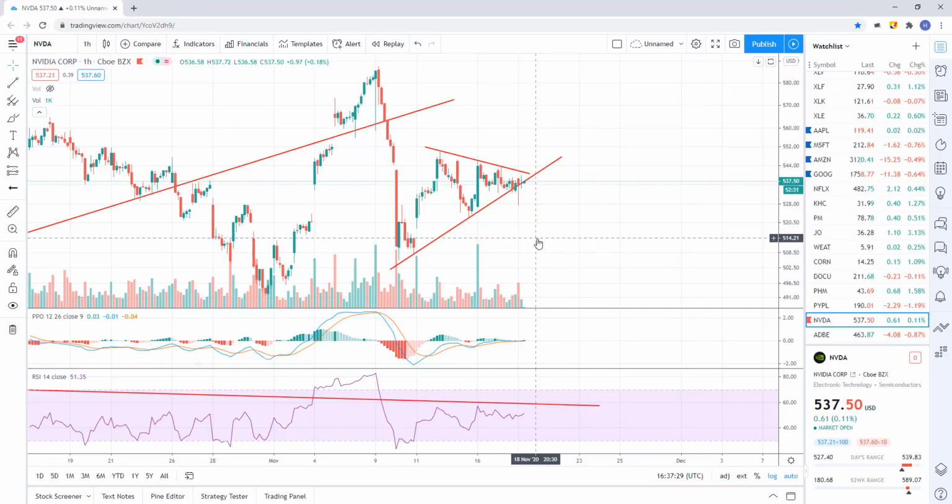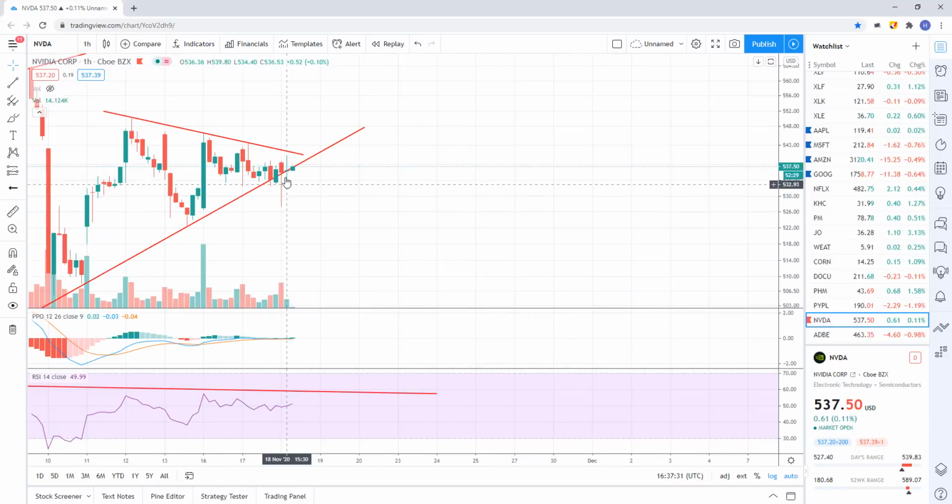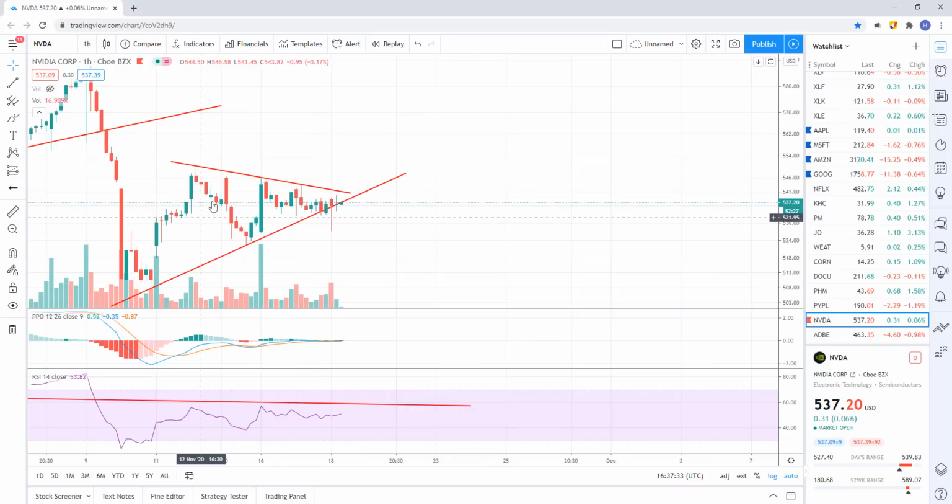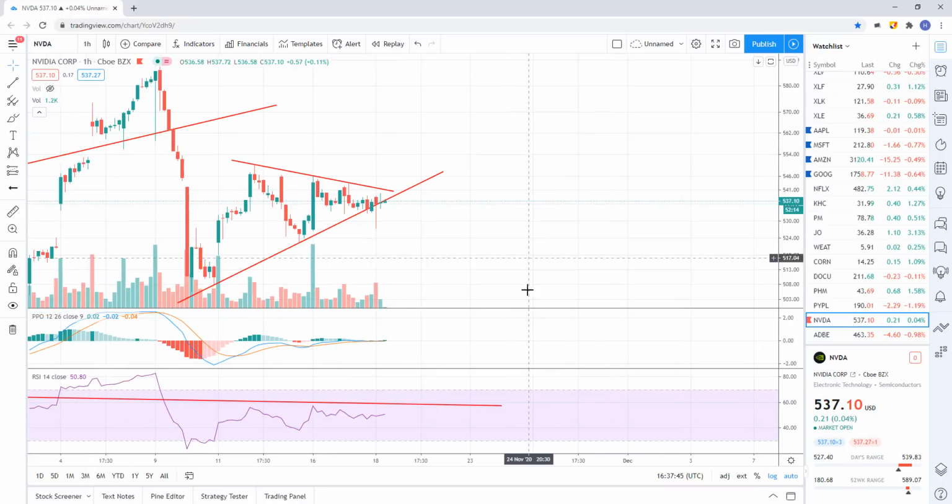I'm just waiting for that definitive bearish breakdown. We might get it today. You can see we've just been coiling within this triangle, so we're going to break one way or the other. Hopefully it comes today, but maybe it'll come in the overnight session. And so something to watch there.